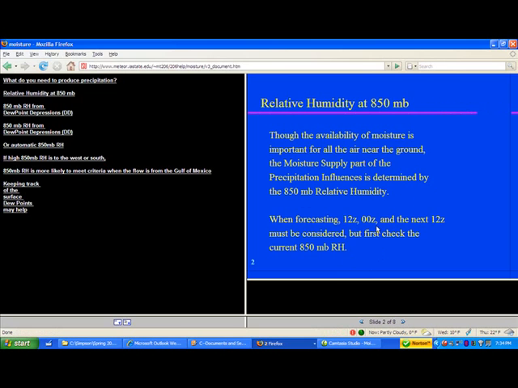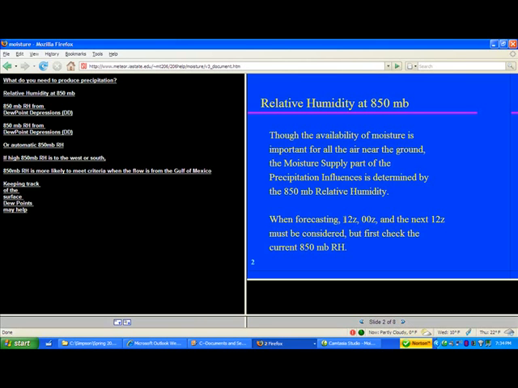And why do we look at relative humidity 80% at 850 millibars? It's because it's very near the surface. What we're hoping to see is a pool of moist air from the surface on up to about a mile above us in the atmosphere.